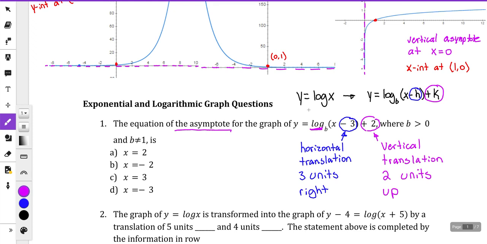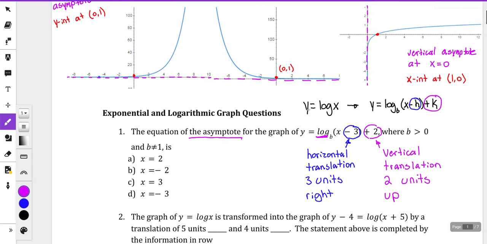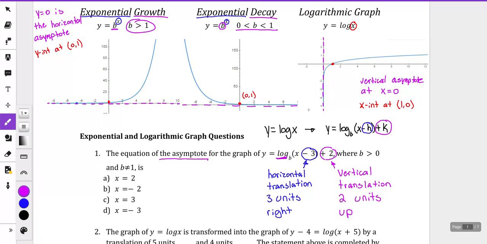So, if your goal was to find the asymptote on this equation, what you could do is you could remember where the asymptote started on the mother function. It started right here on the y-axis. This entire graph, including the asymptote, was then moved 3 units to the right and 2 units up. So it moved 3 over and then 2 up. Meaning my new asymptote would be right here at x equals 3. The answer to that question would be C.